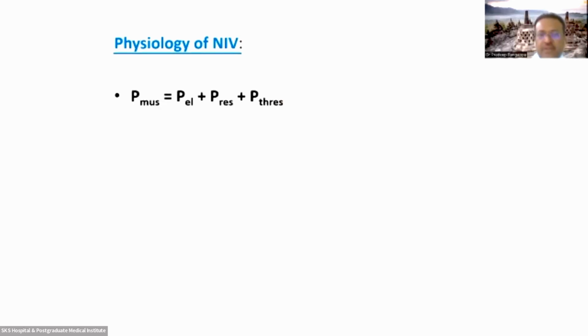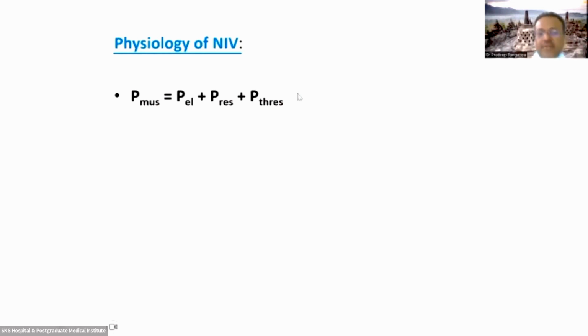When we talk about the physiology of NIV, there are certain pressures that every trainee needs to understand. The whole effort that the respiratory muscle system puts in place is called Pmus. That's the pressure needed for optimal functioning of the whole respiratory apparatus. And this Pmus is dependent on fluid pressure. There is an elastic pressure, and there is a resistive pressure. There is also a baseline pressure within the alveoli, which is called the threshold pressure.